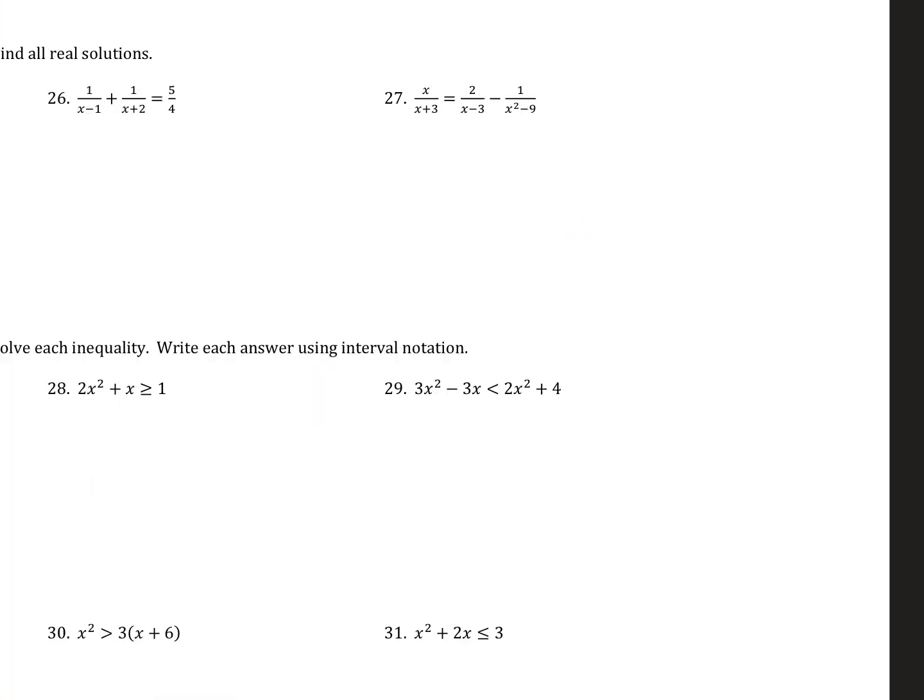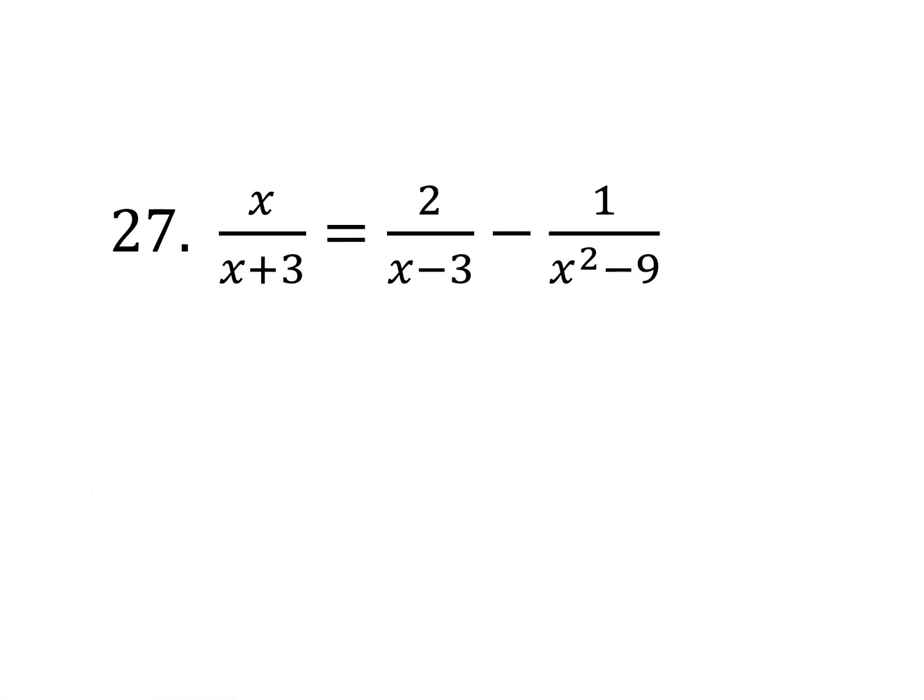Let's look at 27. Here we have to find our least common denominator and multiply that times everything. So first let's factor the x squared minus 9. What would x squared minus 9 factor into? X plus 3 times x minus 3.